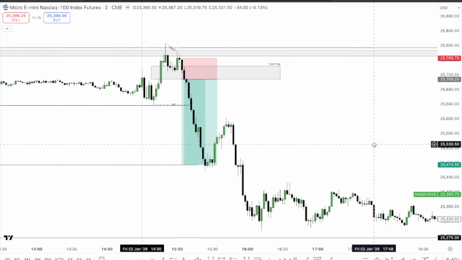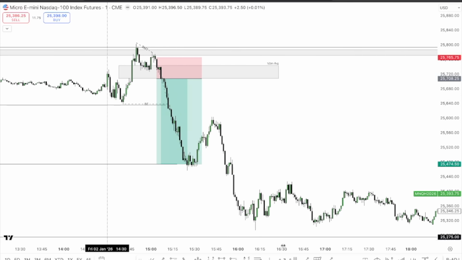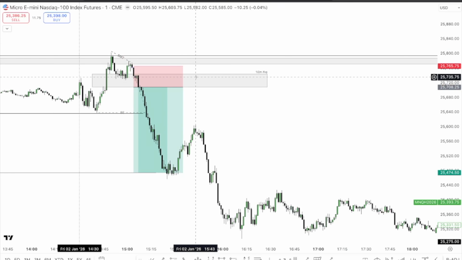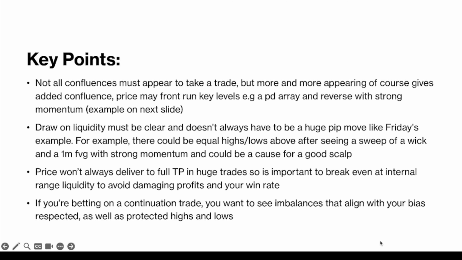Absolutely picture perfect trade, beautiful trade, delivering from a high time frame PD array. All of our confluence is playing out. We've got the CISD here, and yeah, absolutely 10 out of 10. Right, so just again some key points here.